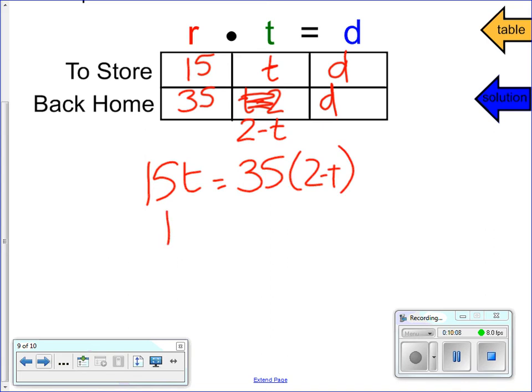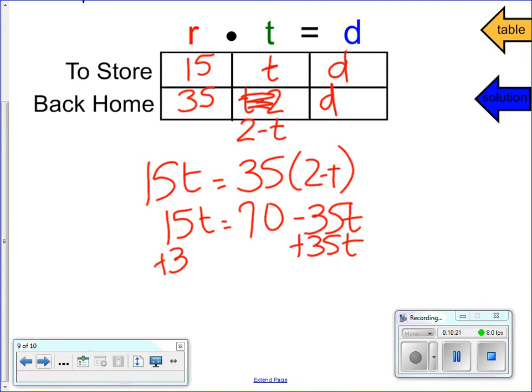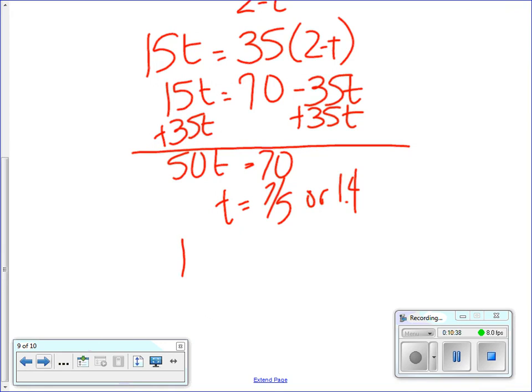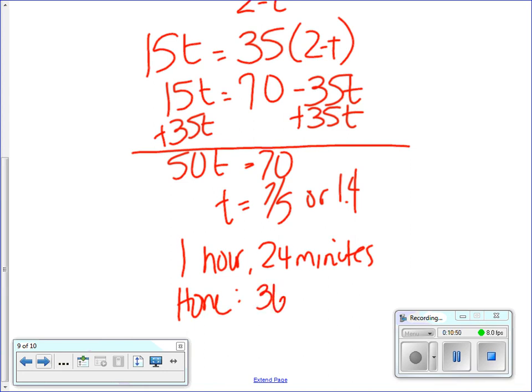So doing this distributive property, I get 15t equals 70 minus 35t. Add 35t to both sides. I get 50t equals 70. So t is equal to 7/5, or 1.4. So to get to the store took her 1 hour and 24 minutes, which means that getting home only took her 36 minutes.